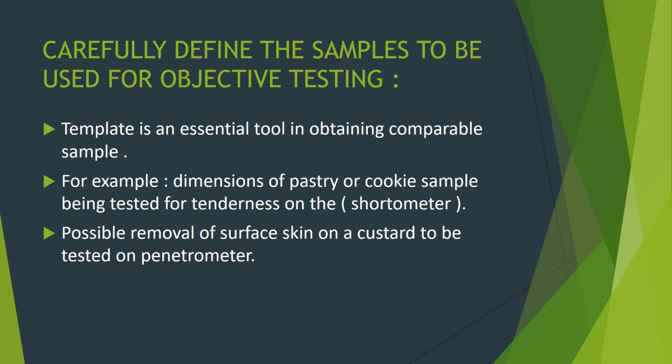For example, on custard, usually after some time a thick layer forms, so that thick layer should be removed from the top of the custard. Similarly, other foods to be tested must be in their original form. Dimensions of a pastry or cookie sample are tested for tenderness by a shortometer. So whenever you are going to test the food, its original form must be there, and the proper selection of the objective device should be used.